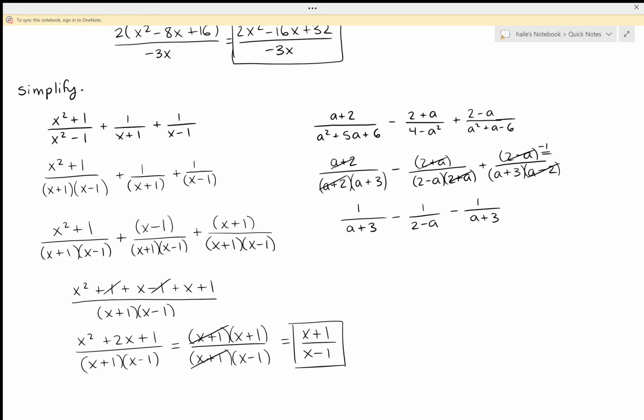And now, in this one, it looked difficult from the get-go, but now I see I don't even need to find a least common denominator, because I have 1 over (a plus 3) and negative 1 over (a plus 3). Those are just going to add to 0, and I'm left with negative 1 over (2 minus a), which you could also write as 1 over (a minus 2). Doesn't matter. So either of these would be the correct answer.